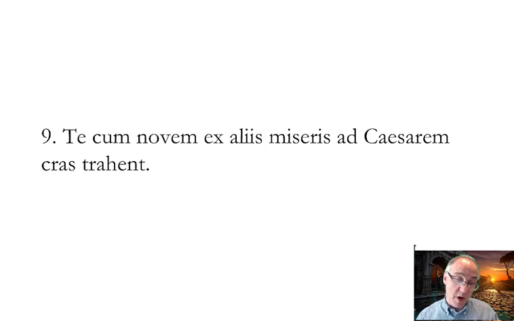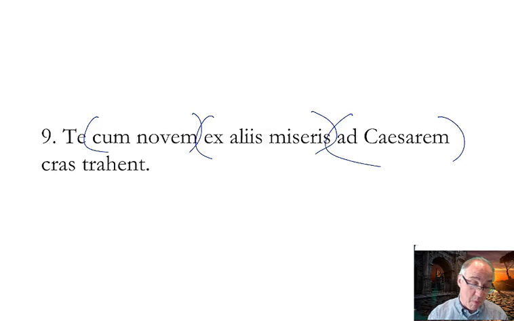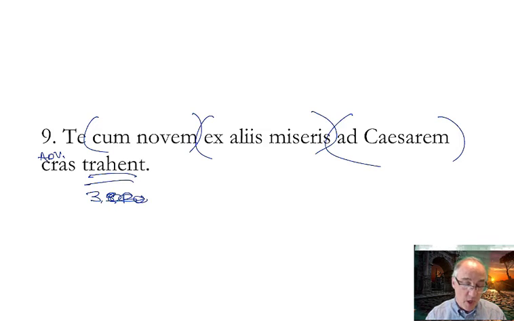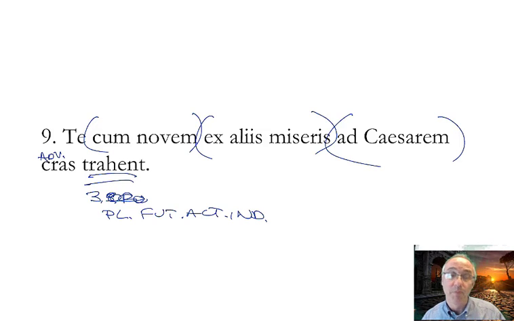Number 9. Te cum novem ex aliis miseris ad Caesarem cras trahent. Te is not your subject, so there it is, you, with 9 of the other pitiful souls, cum novem ex, with 9, out of the other miserable souls, to Caesar, tomorrow, adverb, trahent. There's your verb. It takes all that time to get to the verb, and look how these others are grouped together. So let's translate the verb, because in English we translate the verb first. Traho, trahere, it is third person plural, future, active, indicative. They will drag you with 9 of the other poor souls, miserable people, to Caesar tomorrow.